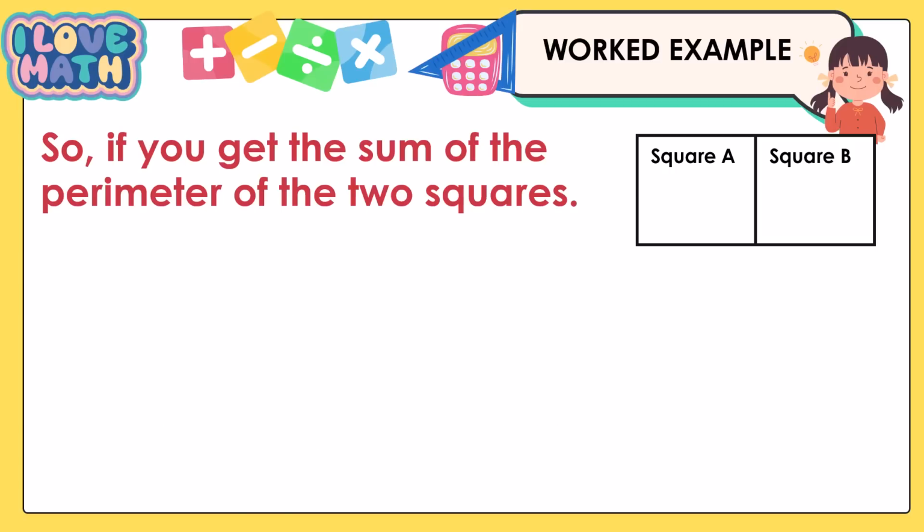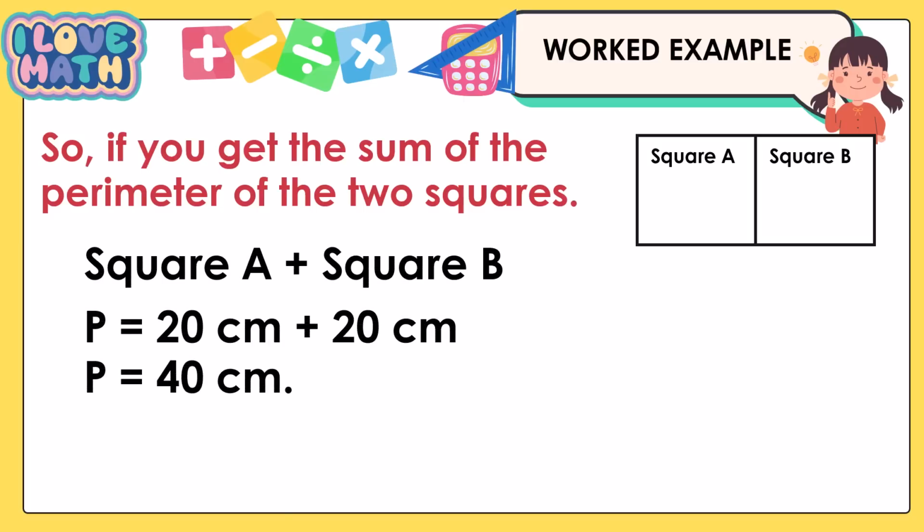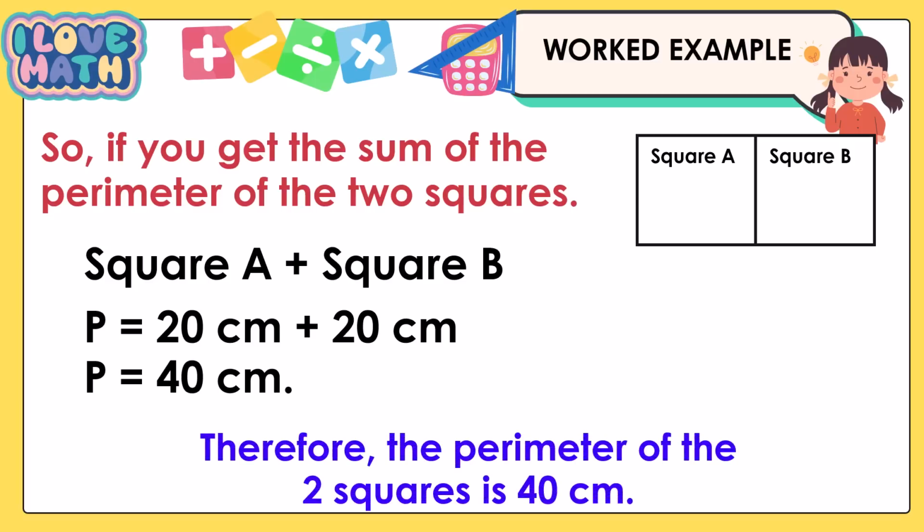So, if you get the sum of the perimeter of the two squares, square A plus square B, P equals 20 centimeters plus 20 centimeters. P equals 40 centimeters. Therefore, the perimeter of the two squares is 40 centimeters.